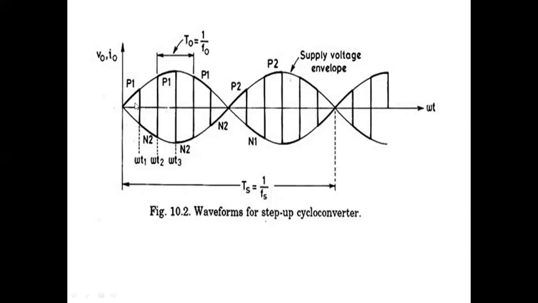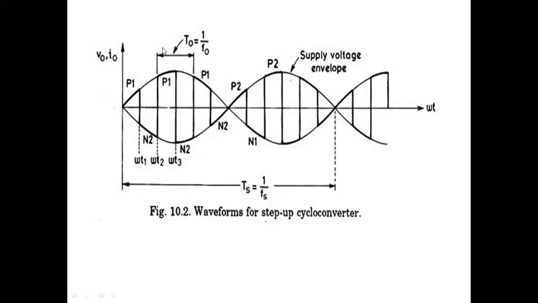How many cycles are there here in the output? This is the output voltage. For the output voltage: 1 cycle, 2, 3, 4, 5, 6. That means the time period is reduced by 6 times. Take from here to here, otherwise from here to here.